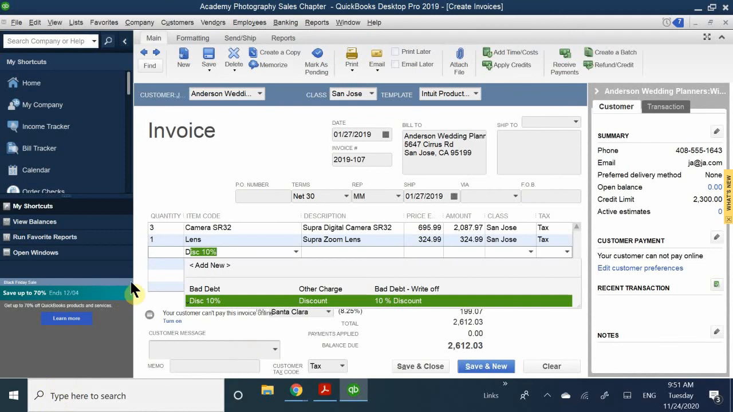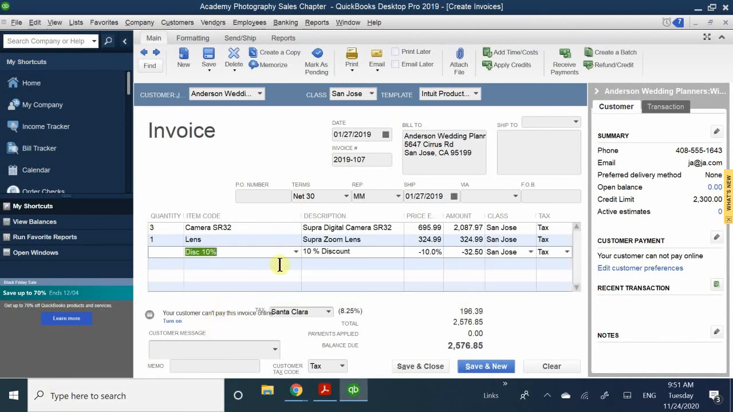Discount. And here I have my 10% discount. If I were to go ahead and do that, what happens is, boom, it's saying I only have a discount for $32.50. Now notice this. Where does this 10% come from? The lens. It only comes from the lens. Okay? So that's what QuickBooks does: if you are planning to do a discount, it's going to only discount the line above it. It will not discount the whole thing.